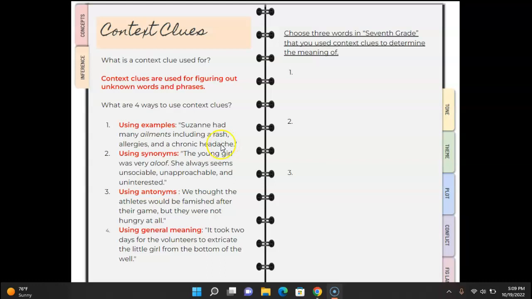Another way we can use context clues is through synonyms. Synonyms are words that have the same meaning. So in this example, the young girl was very aloof. Aloof is our word here that we don't know, but it gives us many synonyms. She always seems unsociable, unapproachable, and uninterested. So we, using our brains, can understand that aloof also means unsociable, also means unapproachable, and also means uninterested.